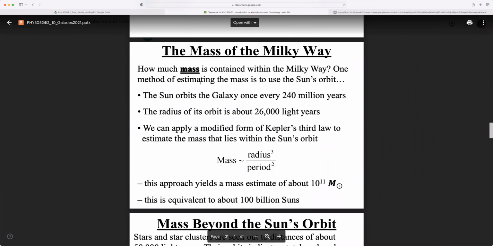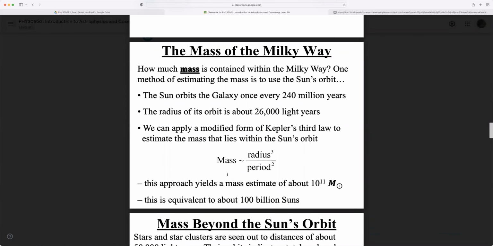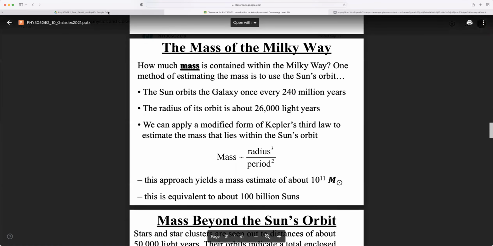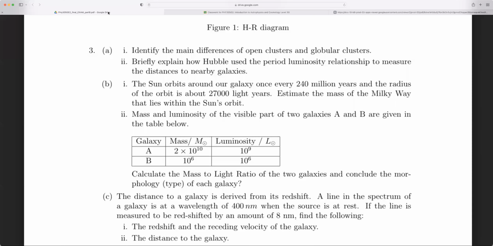Now there is a separate slide about the mass of the Milky Way. You can see how I have used Kepler's third law to estimate the mass. So you basically have to use the same thing, but you should know how to use it. Other than that, you cannot do it.